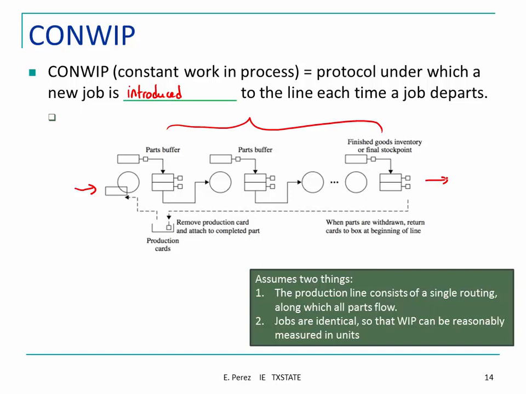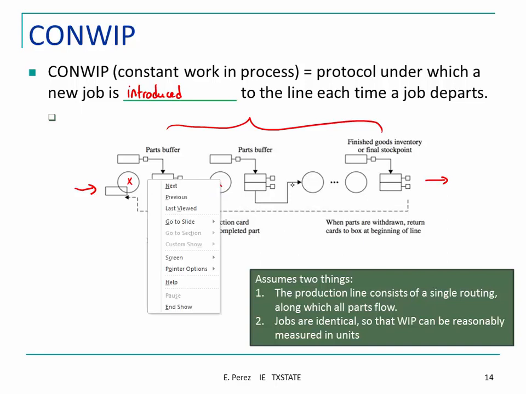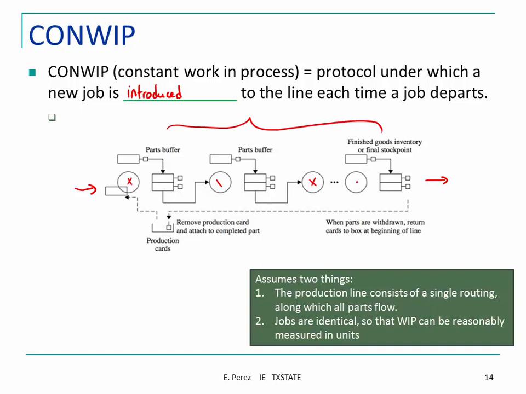And this type of protocol assumes two things. The first one is that the production line consists of a single routing along which all parts flow. So every single part will go to this station, this station, this station, and this station. There's not going to be any deviation from that sequence. And that the jobs are identical so that the WIP can be measured in units. Okay, so all units are identical. You are processing the same type of component, the same type of part, and they are going through all the stations in the manufacturing line.